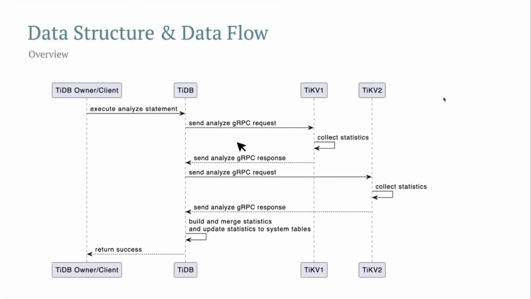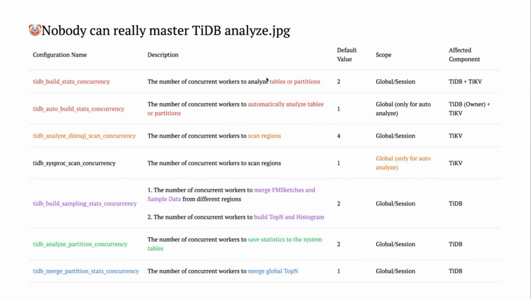We have already seen the data flow from the TiKV perspective. Now let's look at the data flow from the TiDB perspective. I don't really have enough confidence to say that I can teach you the Analyze feature, because there are so many configurations that control how the Analyze feature runs concurrently in TiDB and TiKV. And at the same time, the observability is not that good. I believe nobody can really master this feature. I think there is definitely big room for improvement.